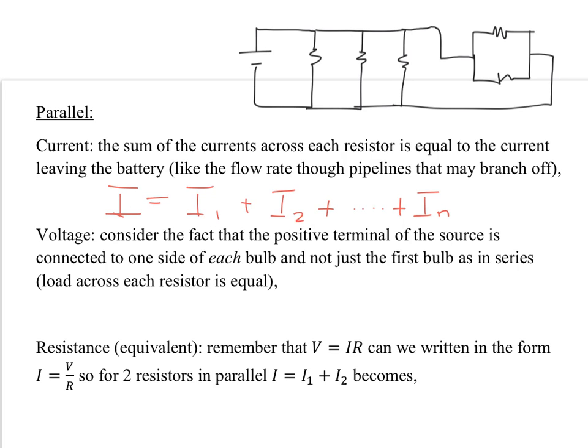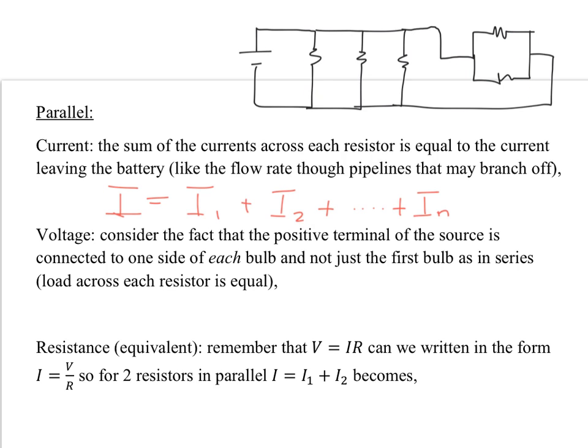Now, for voltage, we're going to think, well, you know what? This is the positive terminal. It's connected to this resistor. This is the negative terminal. It's connected to this resistor. Well, this positive terminal is also connected to this resistor and this one here. And the positive connects here, and the negative connects here. Now, here's a little bit of a different case. We'd have to simplify this.